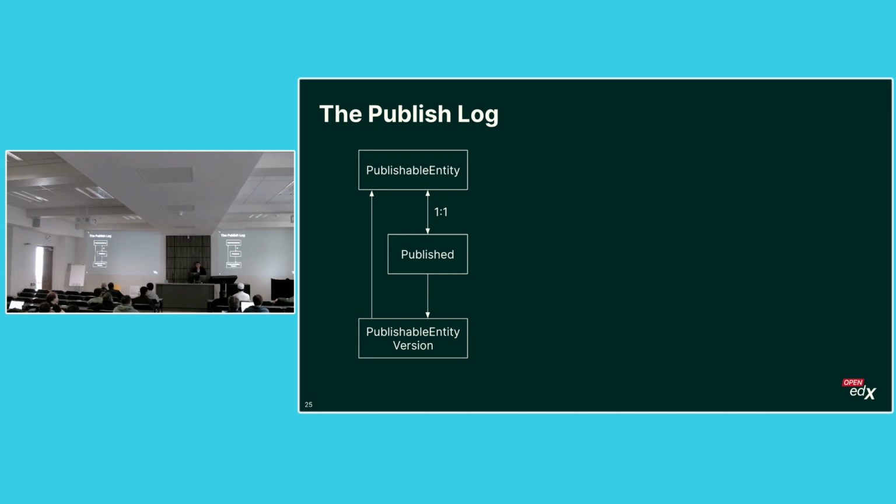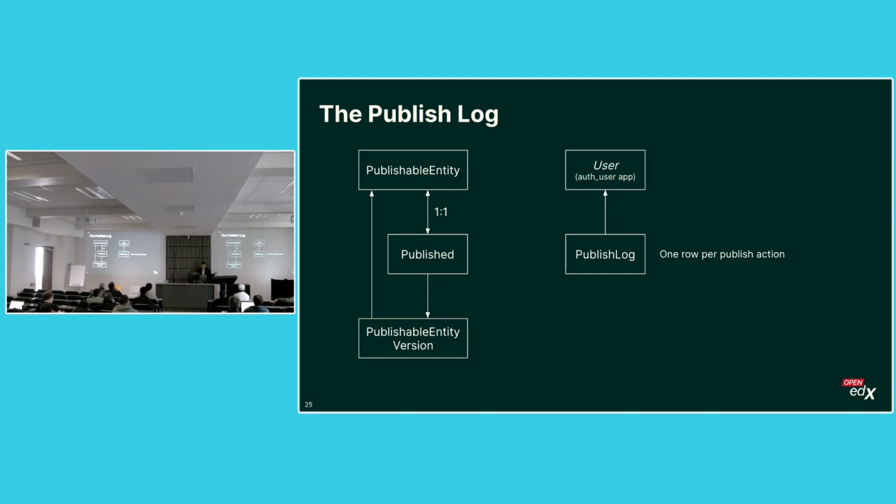So the way we get around this issue is to create an explicit publish log. So I've already covered publishable entity, the entity version, and the published model here keeps track of what is the currently published version of what's currently live. So there's another model called publish log, and that's going to have a new row every time someone publishes. Whether they publish one thing or whether they publish 30 components at the same time, there's one entry here.